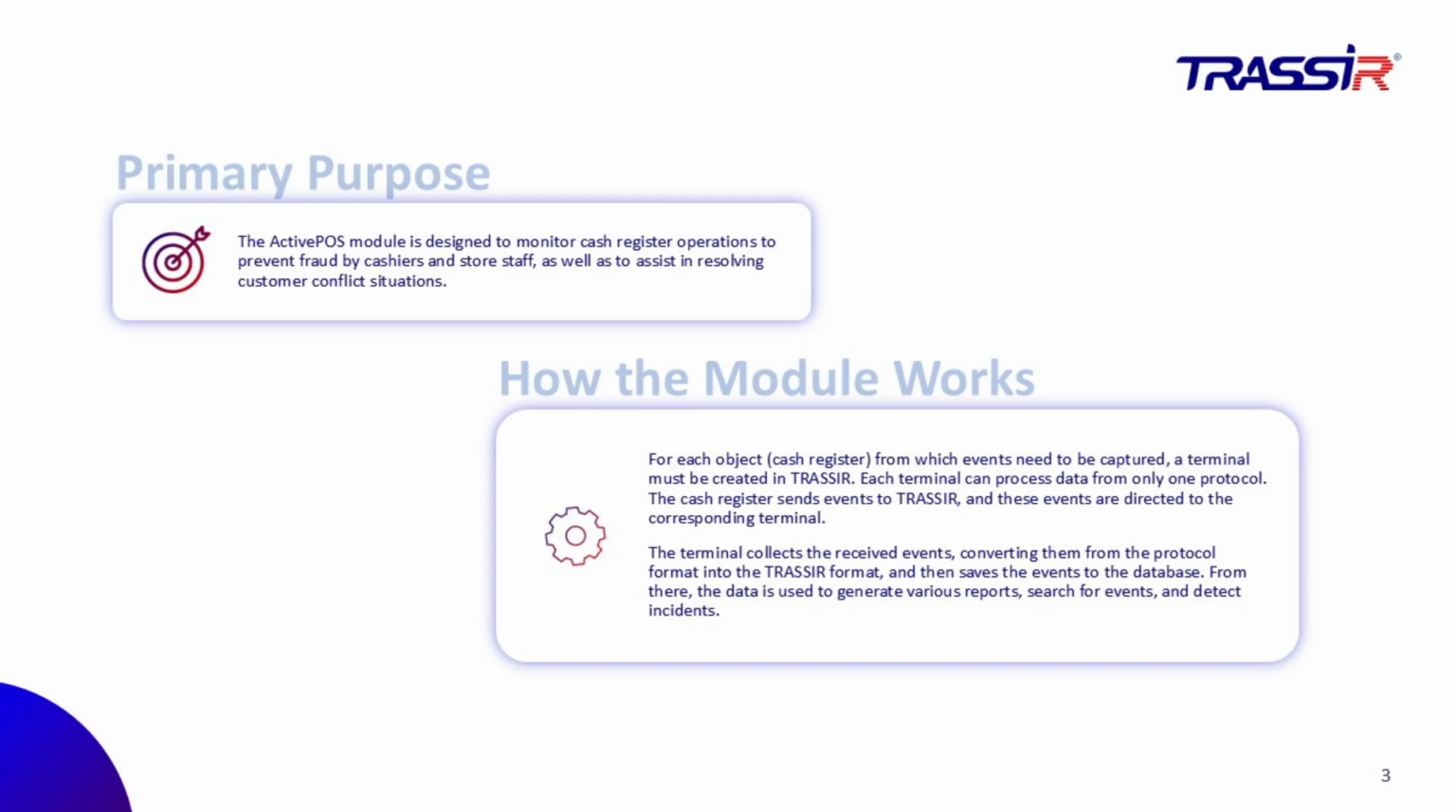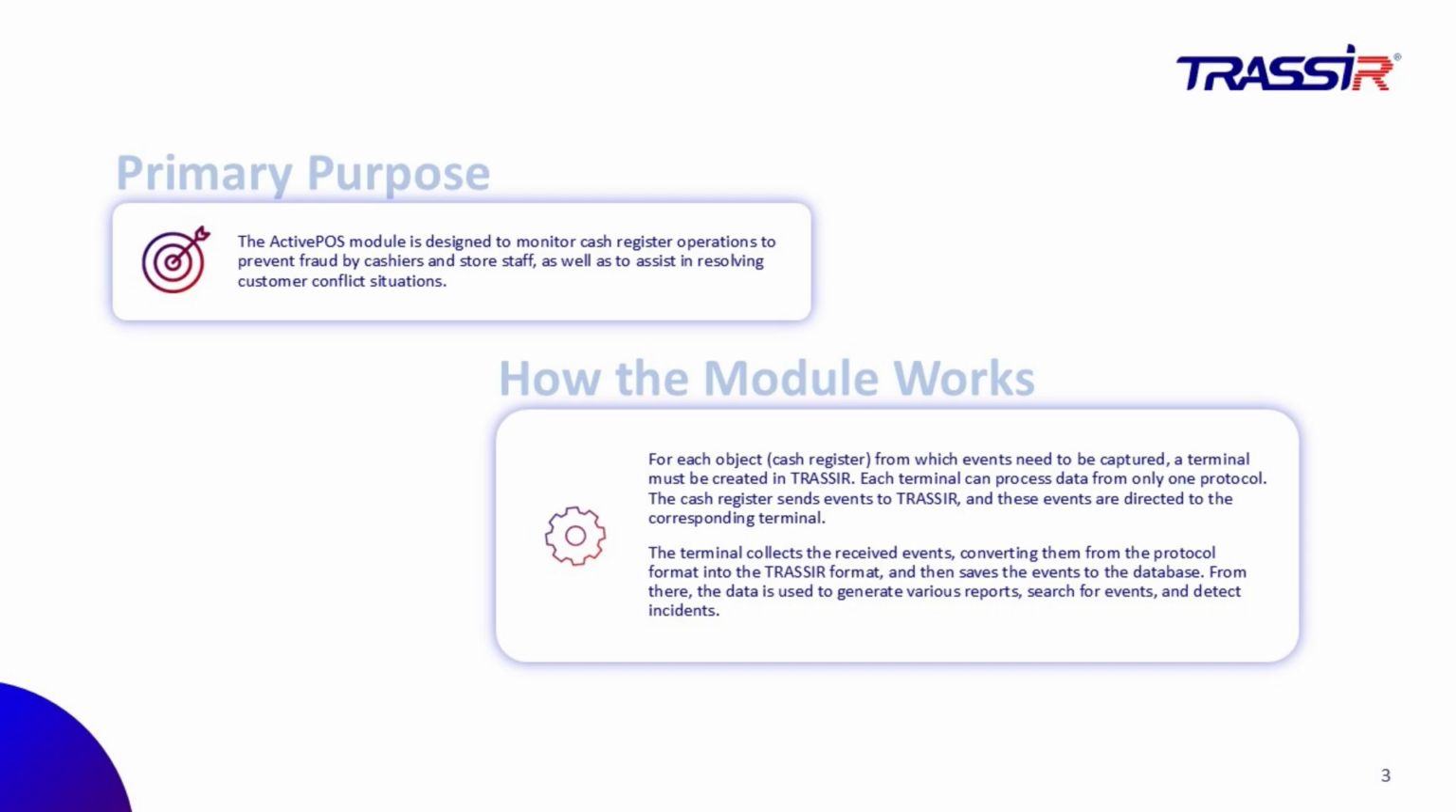Let's start with the main purpose of the module. The ActivePOS module is designed to monitor cash transactions in order to prevent fraud by cashiers and store staff, as well as to help resolve conflict situations with customers. The module can be used in large supermarket chains, cinemas, hairdressers, gas stations, and at any point of sale.